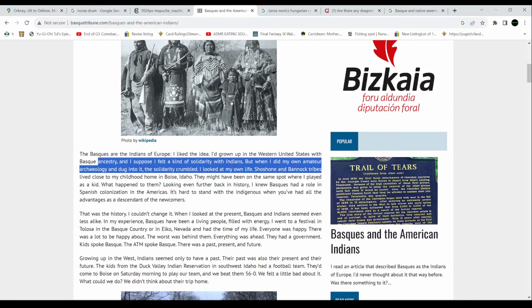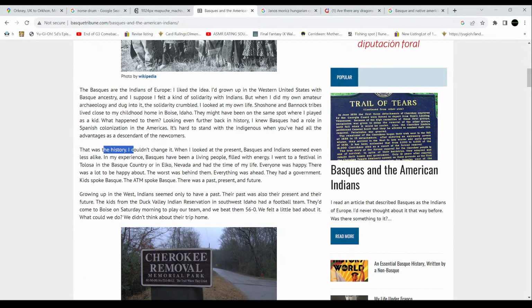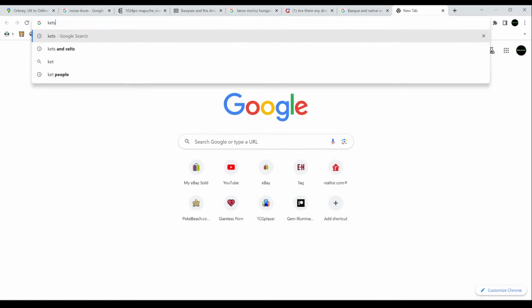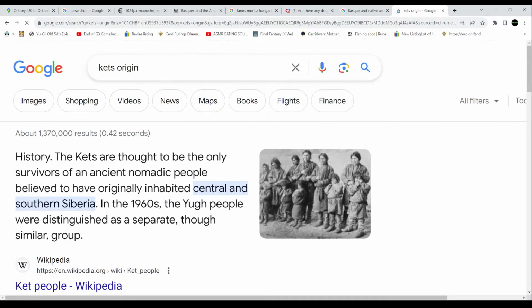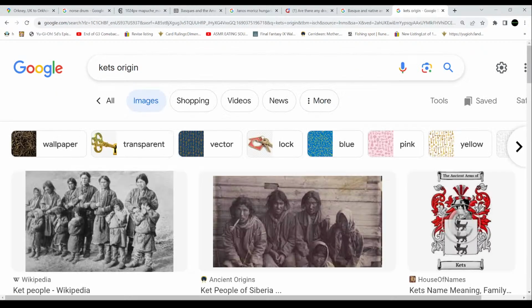Oh, really? What it's saying is that the Basque may have come from the Cats, just like how the Norsemen probably came from the Mongolians, or the people around Orkney. The Basque may have come from the Cats, and so where was the Cats' original origin? Central and southern Siberia. Okay.